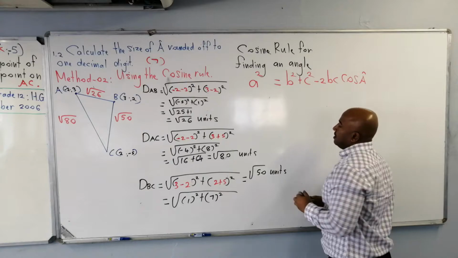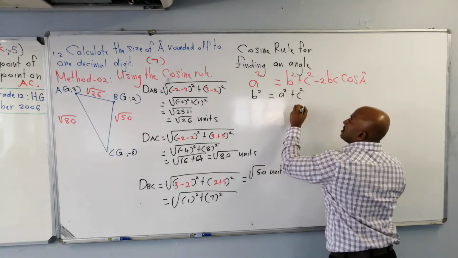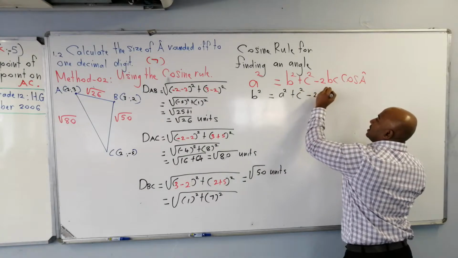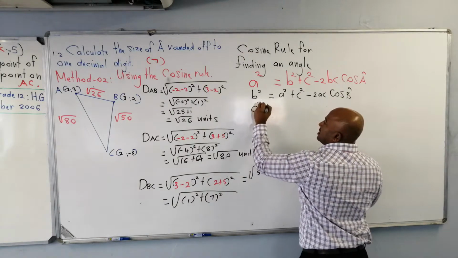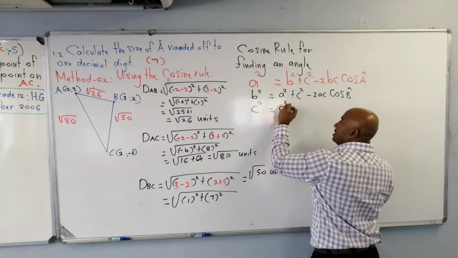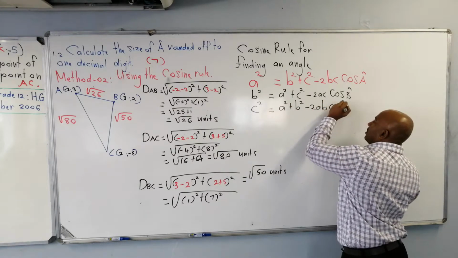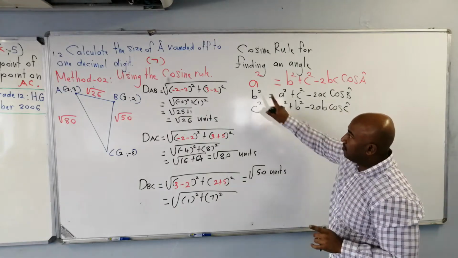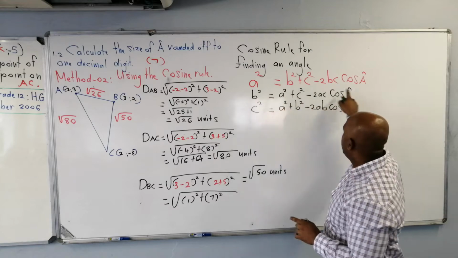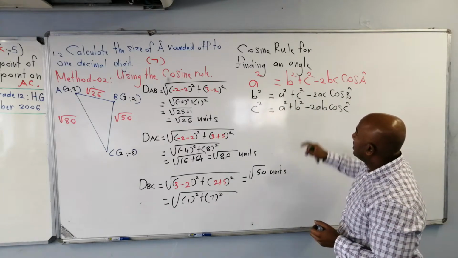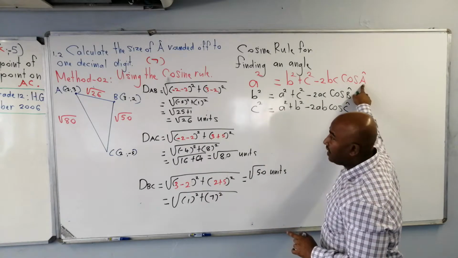Okay, why do we want this? If I want B squared, it's going to equal A squared plus C squared minus 2AC times the cosine of angle B. And if I want C squared, it's going to equal A squared plus B squared minus 2AB times the cosine of angle C. So small letter A here must go with angle A, capital letter A. B there, C there. The one that we are interested in is the one that has the angle A.